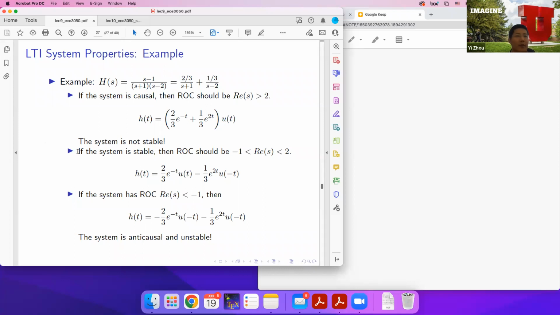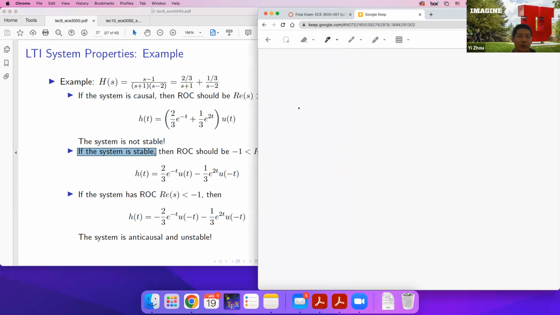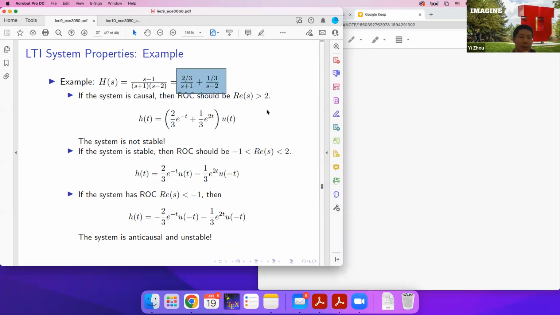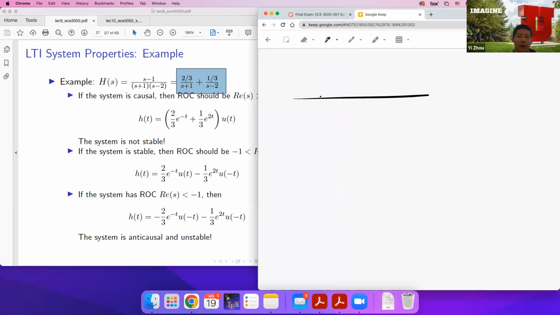Now, on the other hand, if we want the system to be stable, which means the ROC must contain the y-axis. Looking at this Laplace transform, we have these two poles. One is -1, one is 2. Here's 0, here's the y-axis. We know that for such a rational Laplace transform, according to the basic properties of region of convergence, the ROC can only have 3 possibilities.